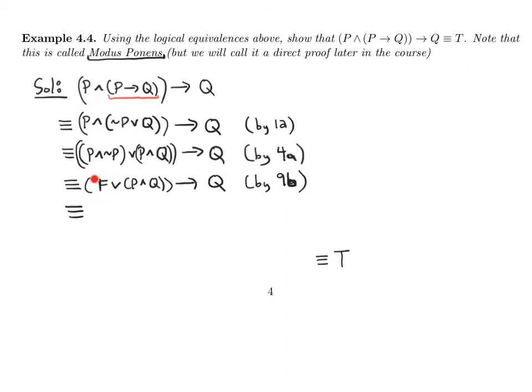And whenever you have a contradiction or a tautology with something else, you should be able to simplify even more. So we have a contradiction or this expression here. When we have an expression with a contradiction, we know the or is just the part that's left. So this becomes just P and Q implies Q. And that was by, from the previous slide, let me have a quick look. That was by 8B.